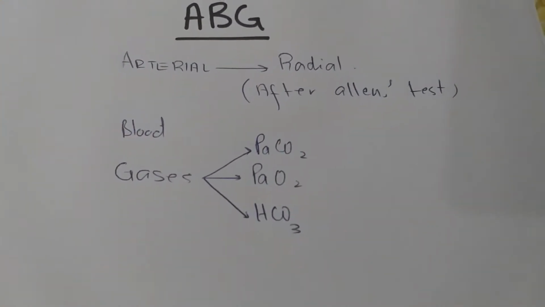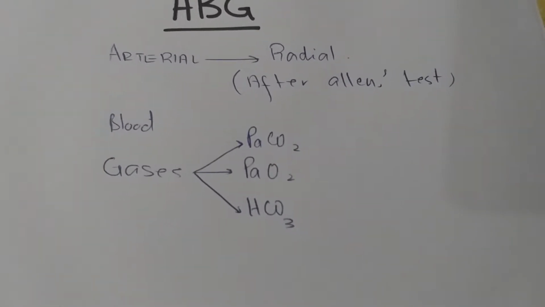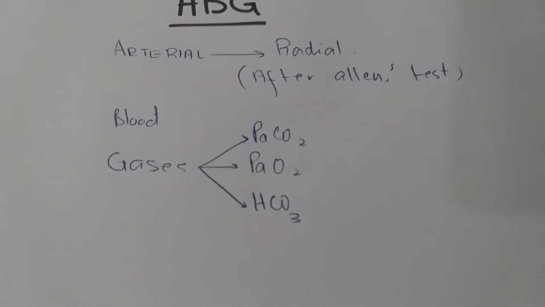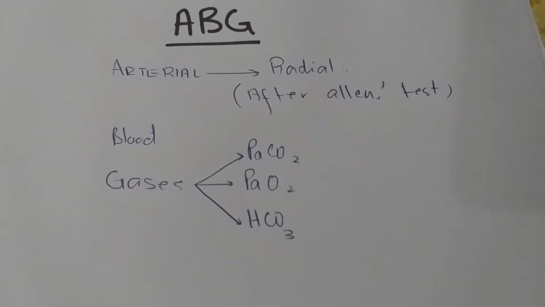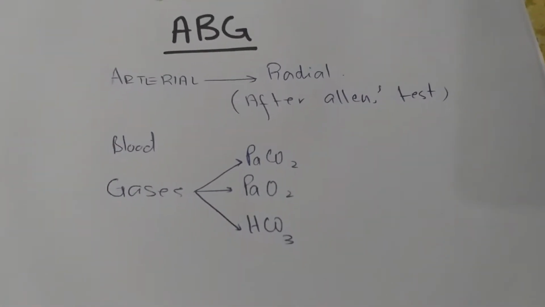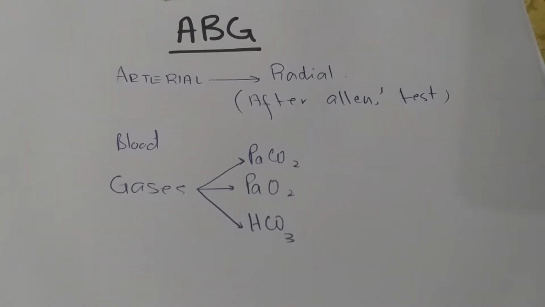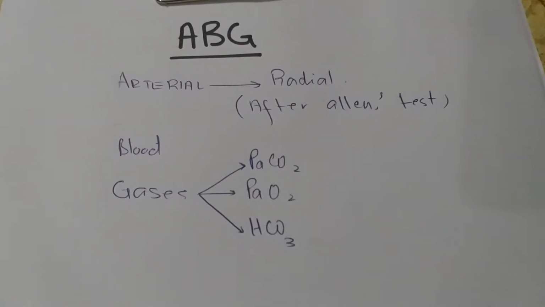There are three entities which are important in the ABGs. One is partial pressure of carbon dioxide. Carbon dioxide is related with the lungs. It is generated by the tissues as a result of metabolism, and the body gets rid of it through the lungs. Oxygen is what the body gets from the environment, and through the lungs it enters into the body and is used for the metabolic requirement of the body, like when glucose, fats and protein are oxidized.